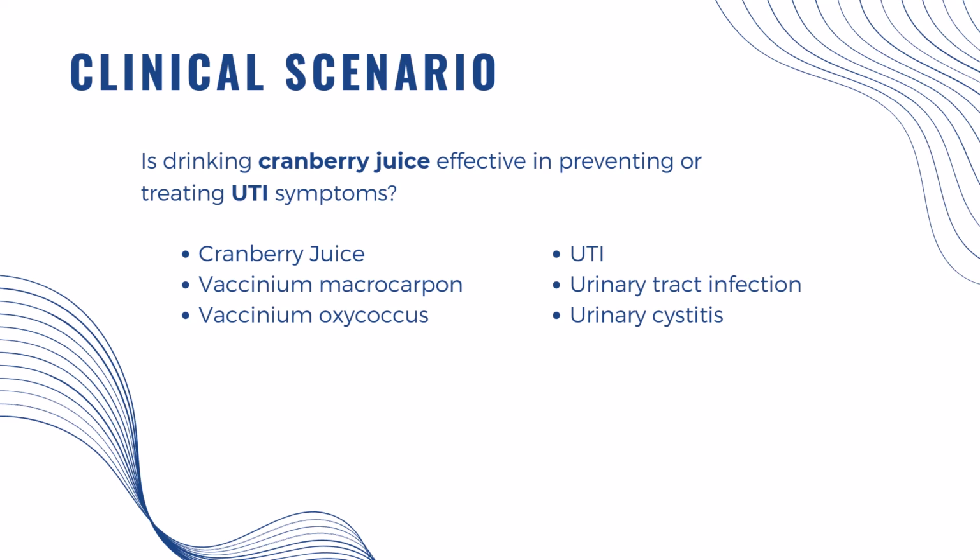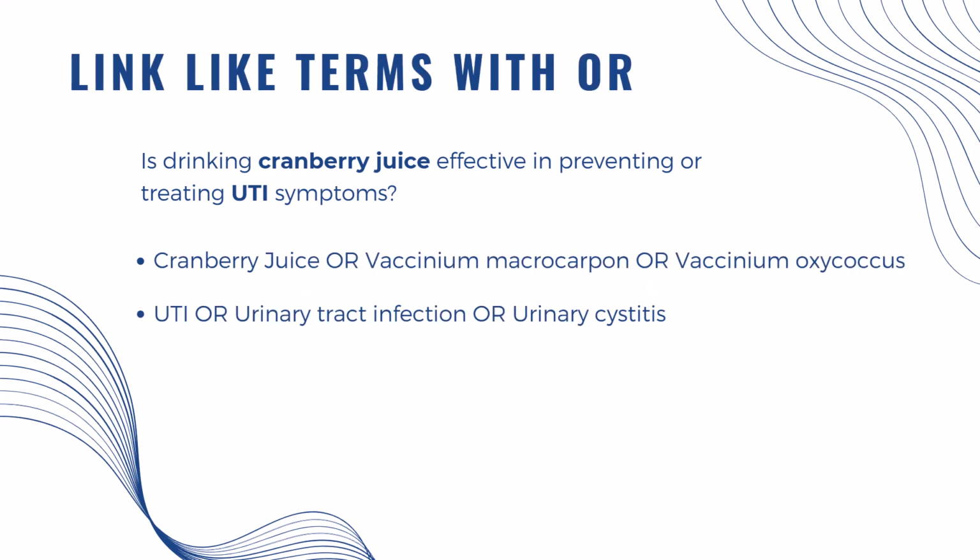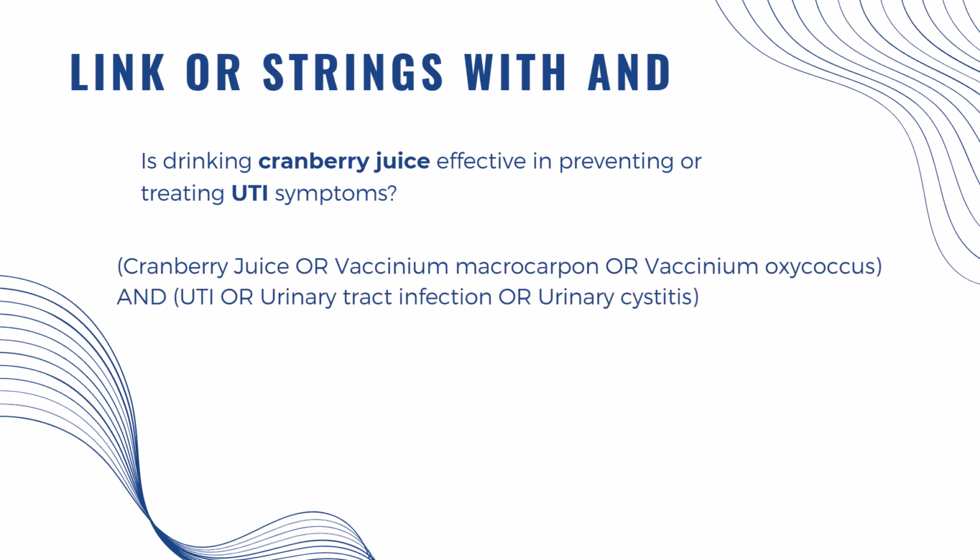As for urinary tract infection, it's a lot more straightforward. UTI obviously stands for urinary tract infection, so we would be obligated to search both of those. And then urinary cystitis is another way to potentially say urinary tract infection. When I link my two different concepts with OR, it looks like this. When I put parentheses around the OR strings and connect them with AND, it looks like this. And this is my baseline search, and now all I have to do is go through and add the punctuation.